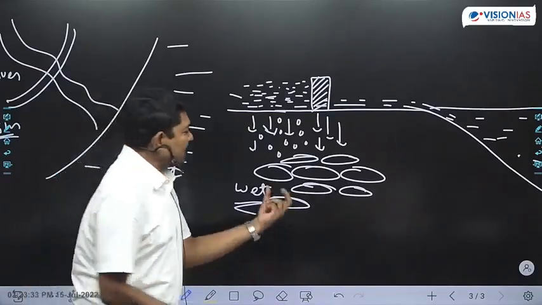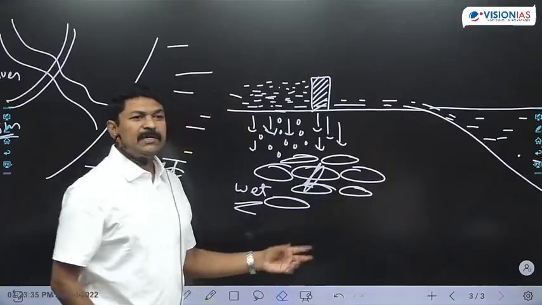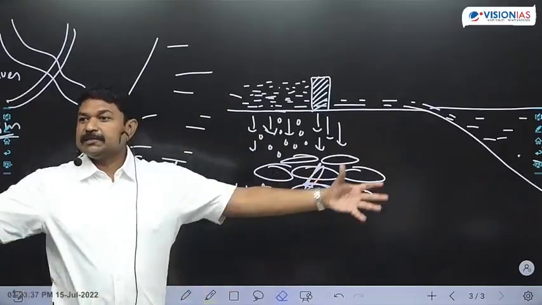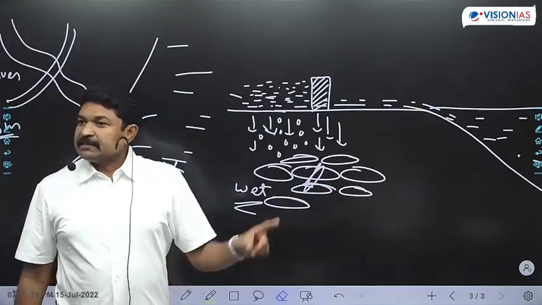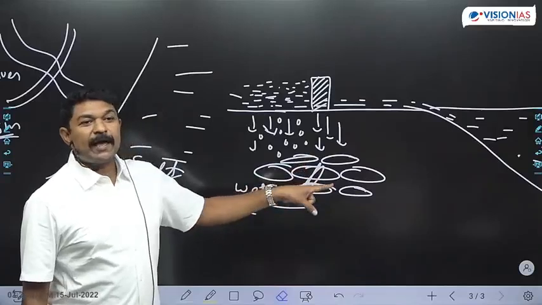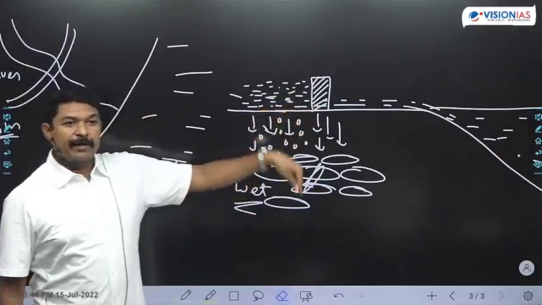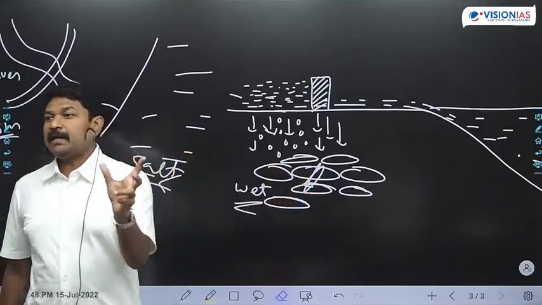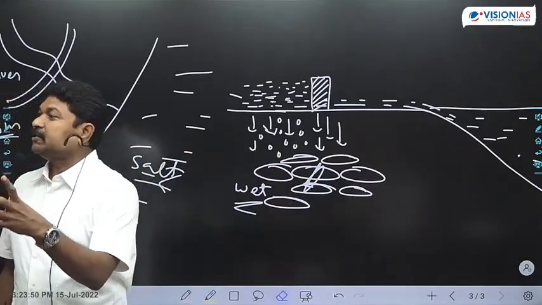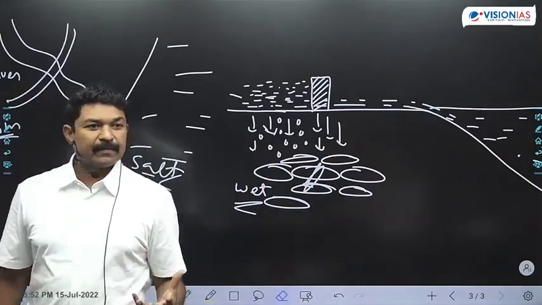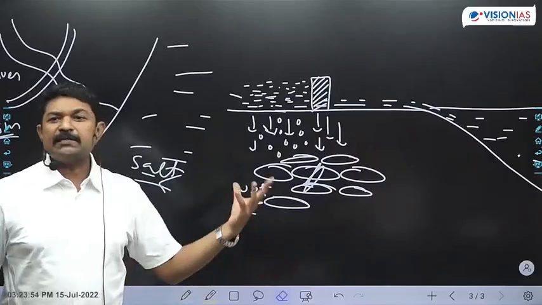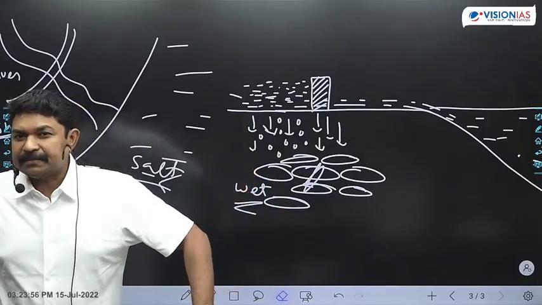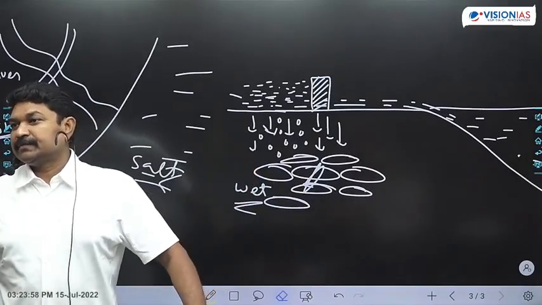The moment it triggers, meaning what? It breaks, it releases huge strain energy. Such an earthquake is called a reservoir induced earthquake, or RIS, reservoir induced seismicity. Is it clear? There are many such dams that have triggered earthquakes.